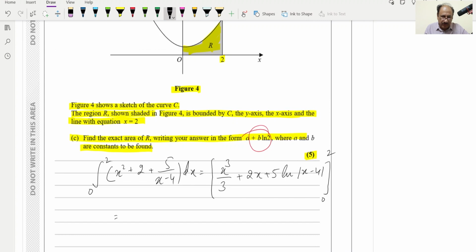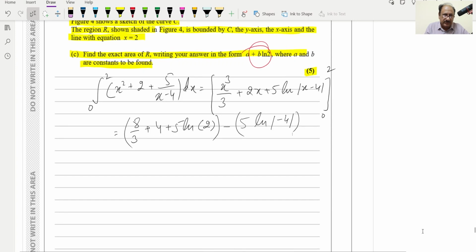So now we can replace the upper limit first. It will be 2 cubed, which is 8 over 3, plus 2 into 2 will be 4, plus 5 ln of 2 minus 4. So the positive value we will take, that will be 2, and this will be the upper limit, minus the lower limit. If we replace 0, the first two terms will be 0, and the next will be 5 log of 0 minus 4. So the absolute value will be 5 log of the absolute value of minus 4, like this one. So now we can rewrite it as 8 by 3 plus 4 plus 5 log of 2 minus 5 log of 4.